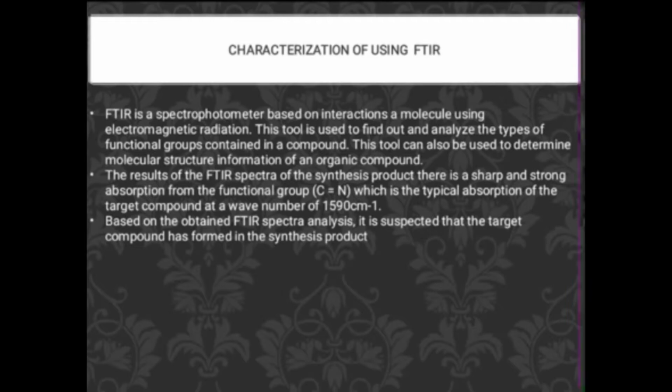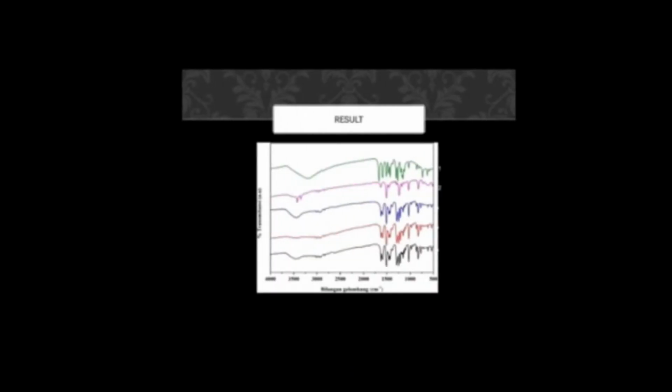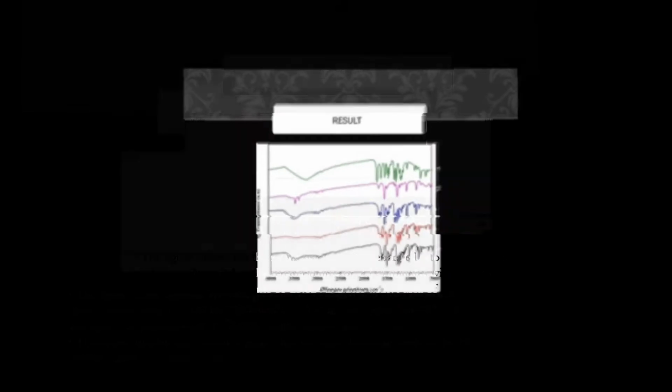In the FTIR spectra of the synthesis product, there is a sharp and strong absorption from the functional group C=N, which is the typical absorption of the target compound, at a wave number of 1519 cm⁻¹. Based on the obtained FTIR spectra analysis, it is suspected that the target compound has formed in the synthesis product. Next is the result of the FTIR spectra.